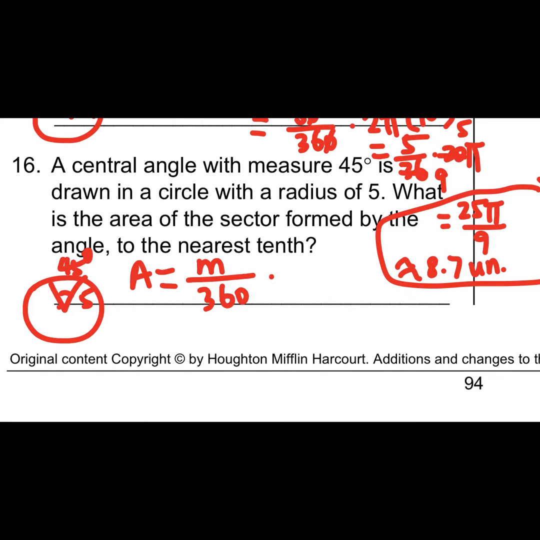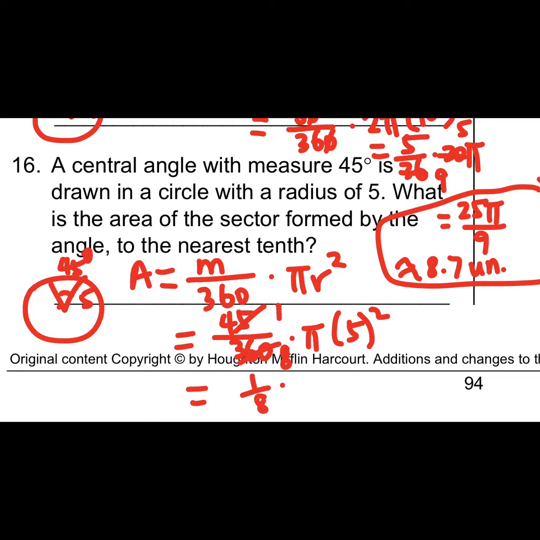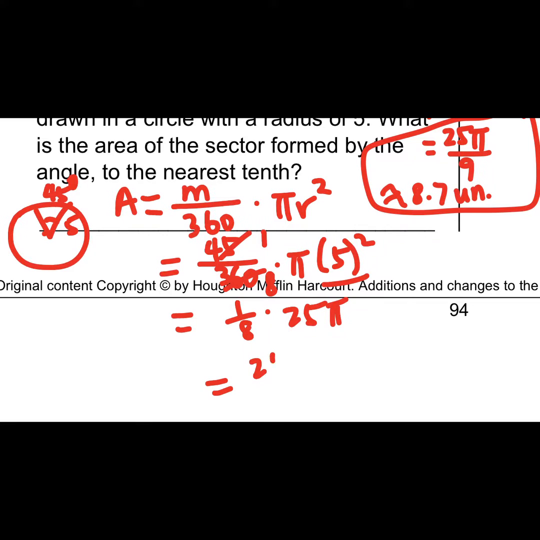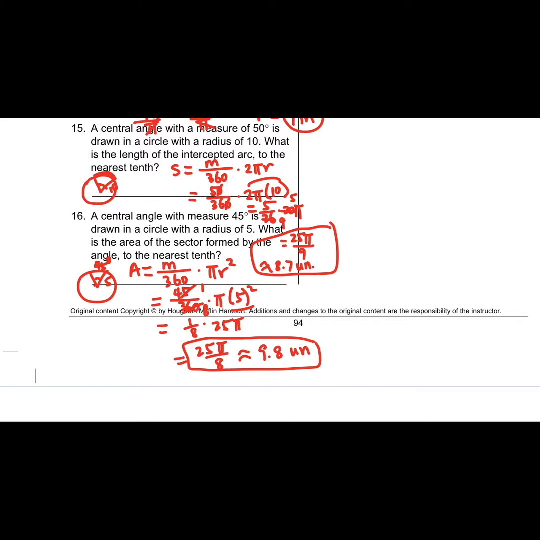So we're going to use the other formula, the area of a sector formula, which is the measure divided by 360. Instead of times 2 pi r for the circumference, we're going to multiply by the pi r squared formula, which is for the area. And once again, we're going to substitute 45 in there, and then substitute the radius, which is 5. And reducing this will actually give us 1/8 times 25 pi. So the answer would be 25 pi over 8, or we can round it off by multiplying pi and dividing, which is 9.8 units. So these are both acceptable answers, and that's number 16.